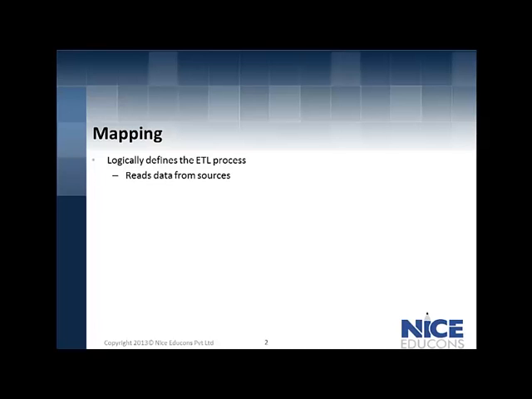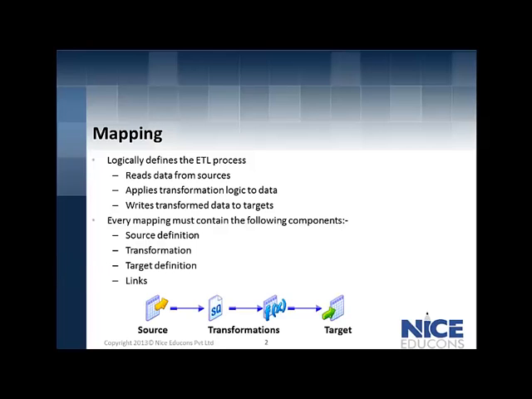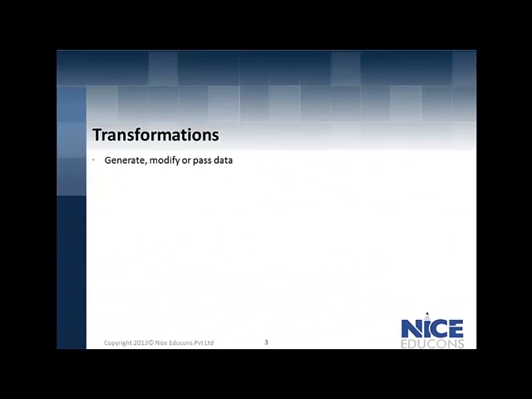A mapping is a set of source and target definitions linked by transformation objects. A mapping not only represents the data flow between sources and targets, but it also consists of components like the source definition, transformation, target definition, and links. On the other hand, transformations represent the operations the integration service performs on the data: generate, modify, or pass the data.